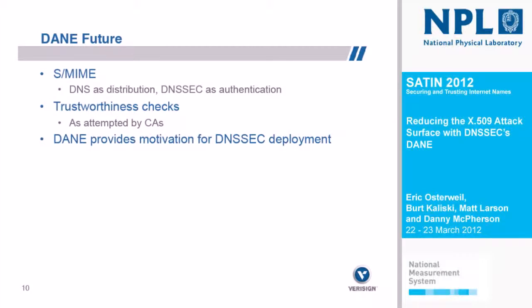So if we could have a way to distribute certs in DNS and authenticate them in DNS, that would give new life to SMIME. Another possibility is an add-on protocol to add back the trustworthiness checks that CAs do. This is not necessarily DANE. This is some follow-on to DANE, some other protocol. I don't know what that would look like, but that would be an attempt to get back this value that we have the CAs providing. And then I think a positive thing about DANE is that it provides motivation for DNSSEC deployment, in that hopefully this will be the killer app for DNSSEC, the thing that everybody wants and that will motivate DNSSEC deployment. We can only hope.